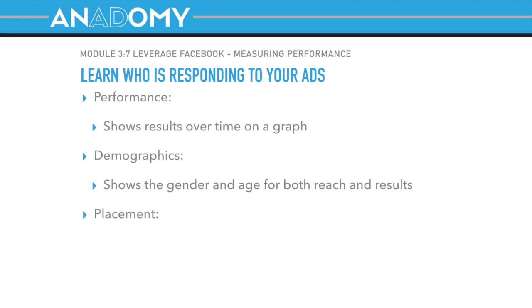The third tab we have inside of the Ads Manager is placement. Placement is simply going to show us the results based on each placement that we've selected. If you have all placements selected, which I hope you don't, you'll be able to see in general terms where your results are coming from. Are they coming from desktop? Are they coming from mobile? Are they coming from the audience network? Are they coming from right column?